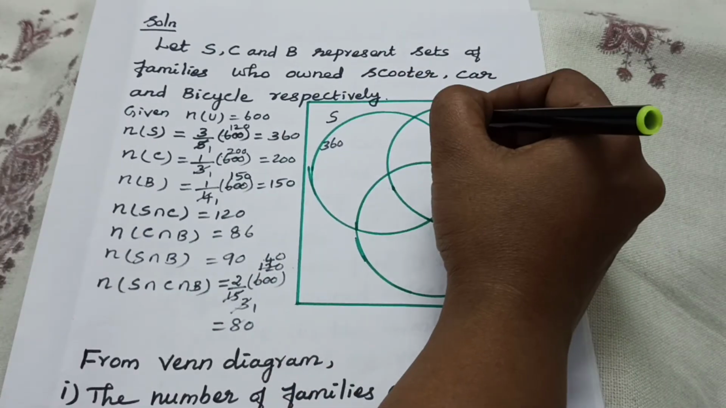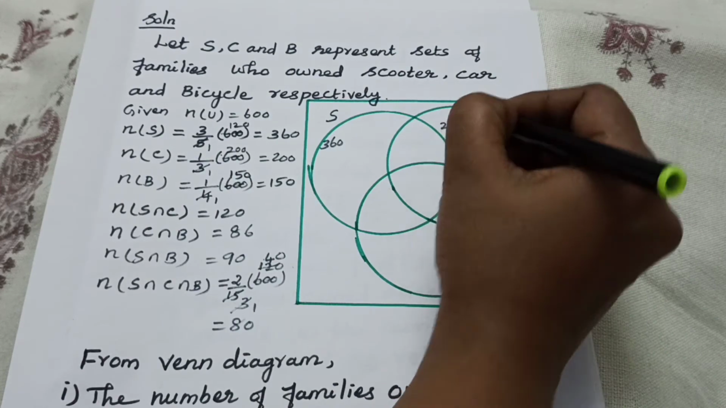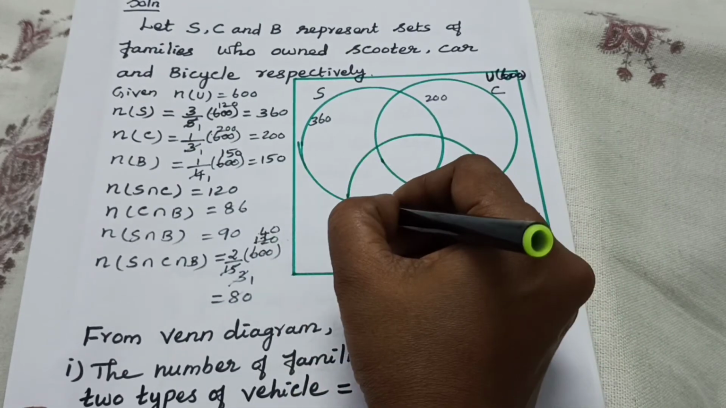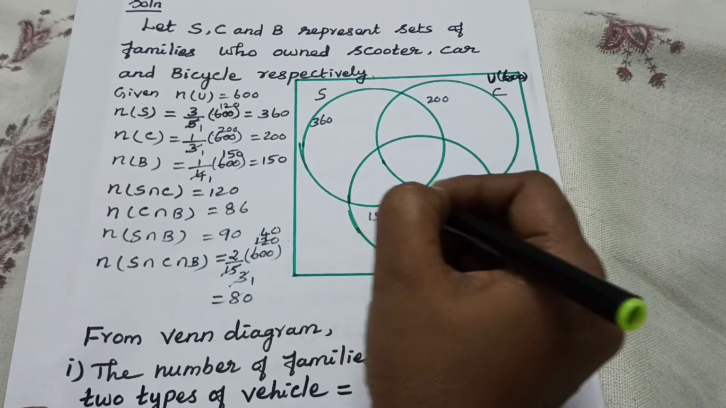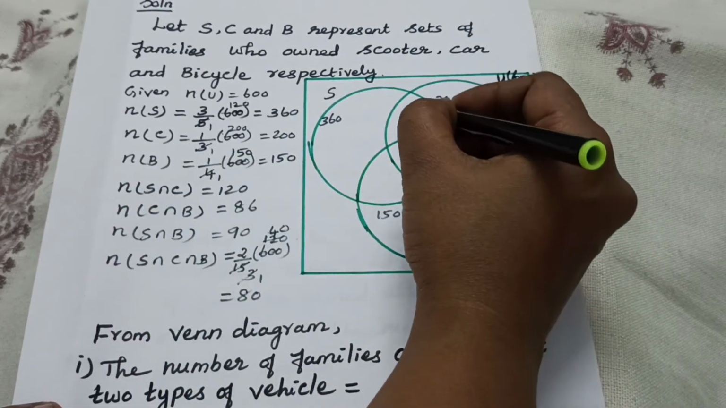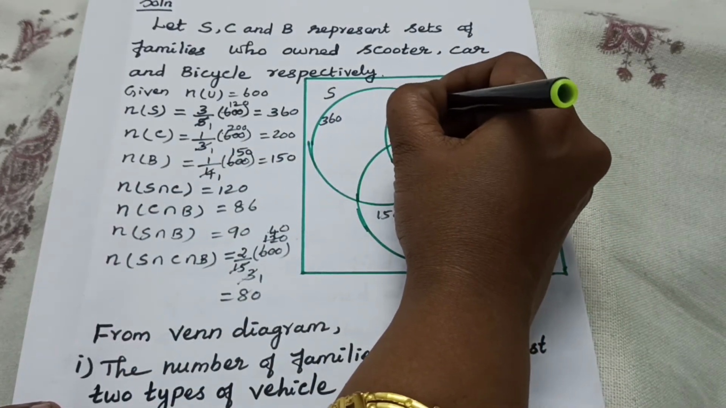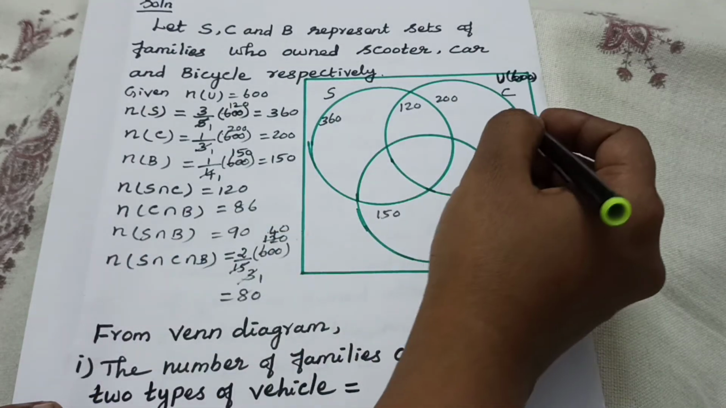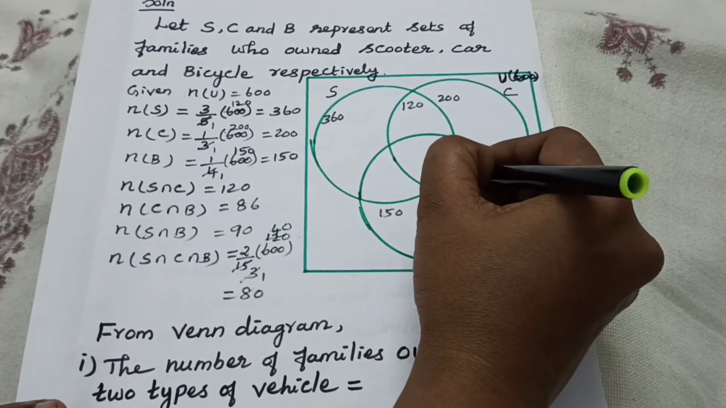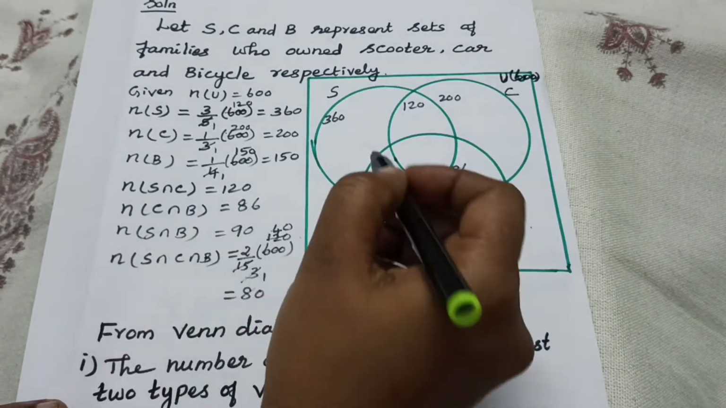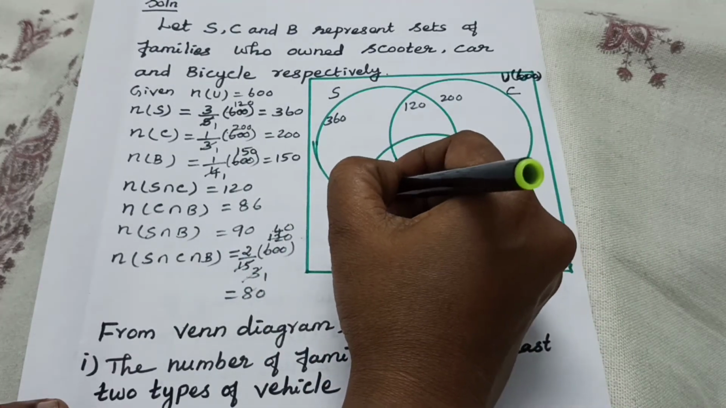360. n of C, we also have to mark here, 200. Then n of B is 150. Then n of S intersection C, that means 120. And then n of C intersection B is 86. And then S intersection B is 90.